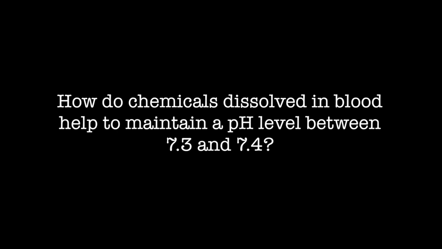The question we're trying to answer today is, how do chemicals dissolved in blood help to maintain a pH level between 7.3 and 7.4?